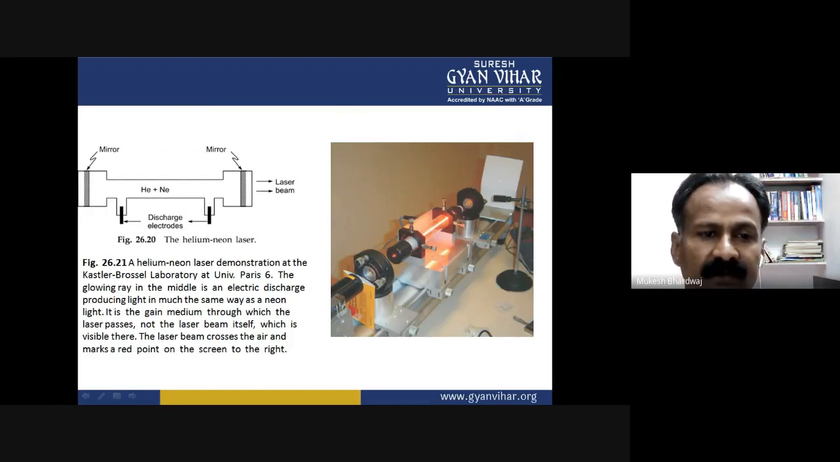As you see in the figure, a helium neon laser is shown. The helium neon laser demonstration at the Castle Brossel Laboratory at University of Paris says the glowing ray in the middle is an electric discharge producing light in much the same way as a neon light. It is the gain medium through which the laser passes, not the laser beam itself, which is visible there. The laser beam crosses the air and marks a red point on the screen to the right.